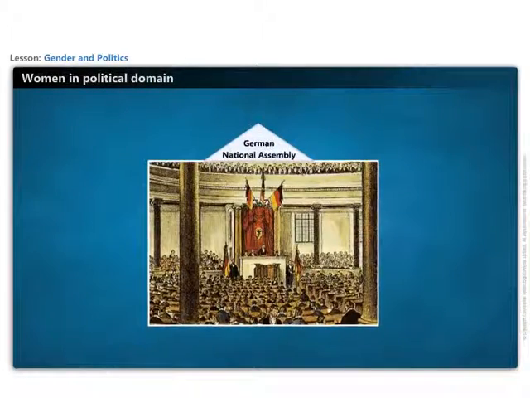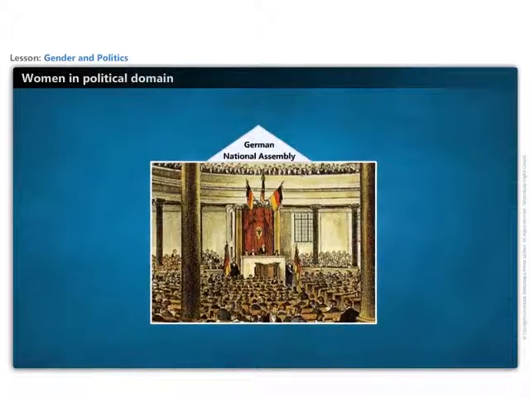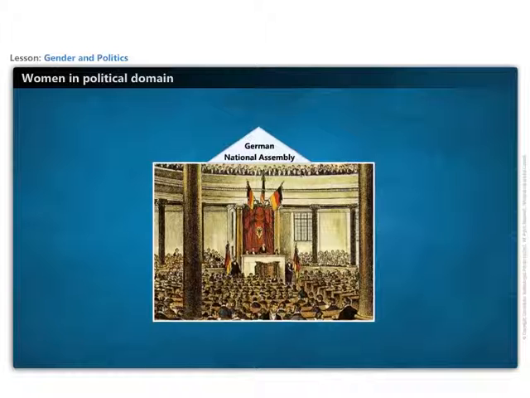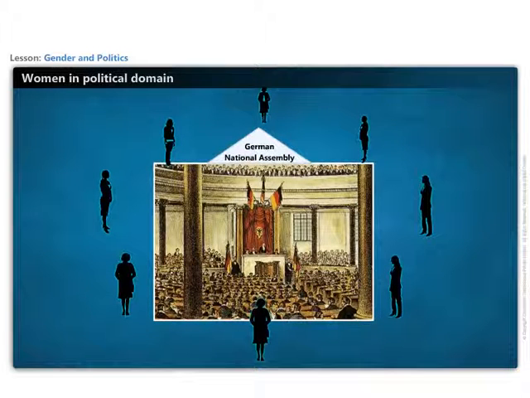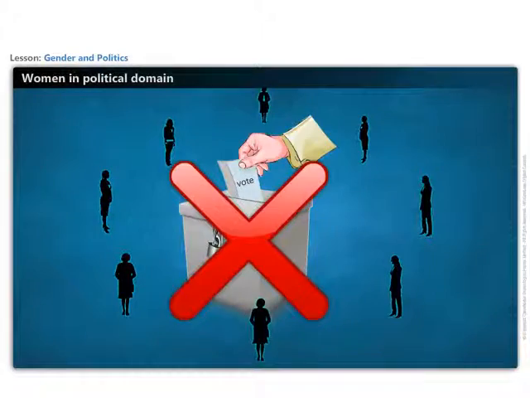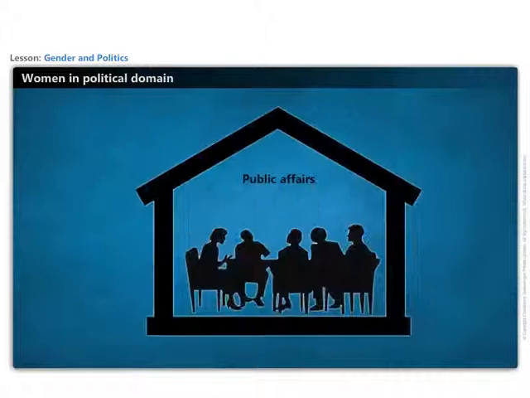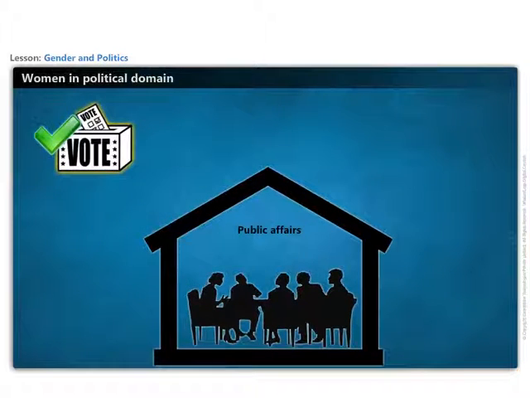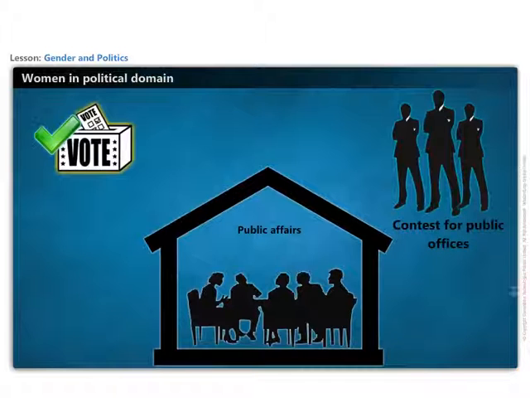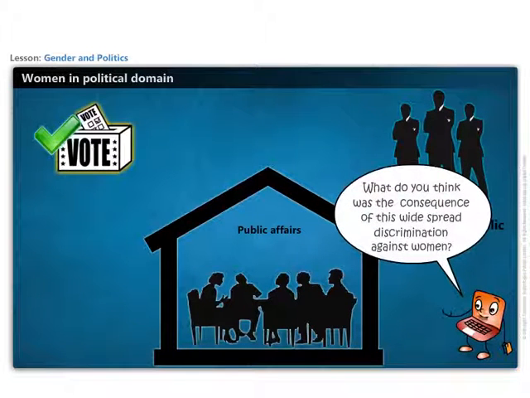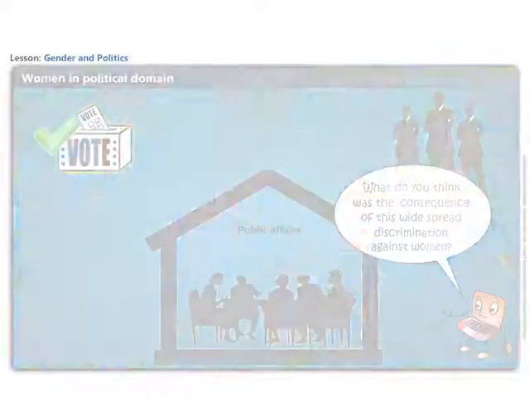Recall what we learnt about German National Assembly of 1948 from our history class. Women were just allowed in the visitors' gallery in the assembly. They were deprived of all political rights, including suffrage. Earlier, only men were allowed to participate in public affairs, vote, and contest for public offices. What do you think was the consequence of this widespread discrimination against women?